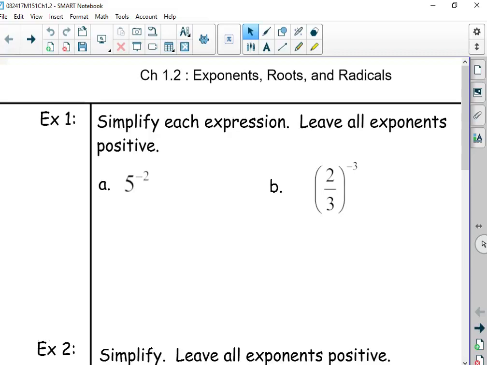Okay, moving on to chapter 1.2. These first two problems are to remember what to do with our negative exponents.